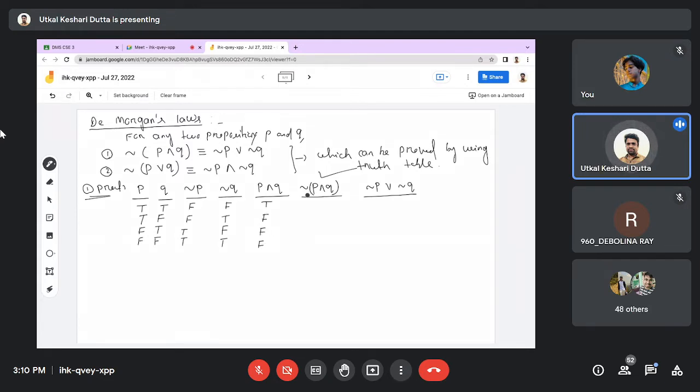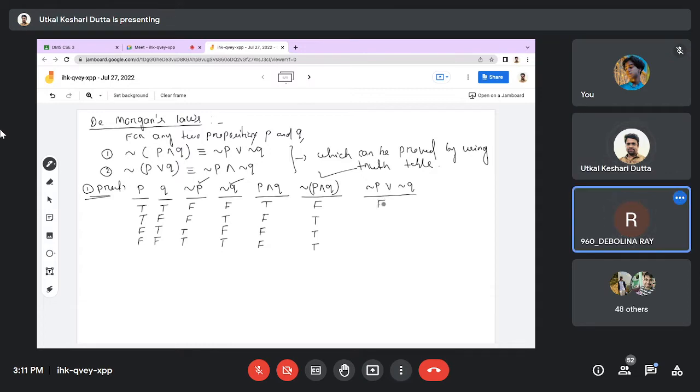Then the negation of P and Q. As P and Q is true only in the first case, the negation of this previous column will be false, true, true, true. That is the negation part. Then negation P disjunction negation Q. See here, these two columns, negation P and negation Q: false, false will be false. That means at least one is true, so the disjunction will be true. False, true gives true, true, false gives true, true, true gives true. So at least one is true, so all are true except the first.